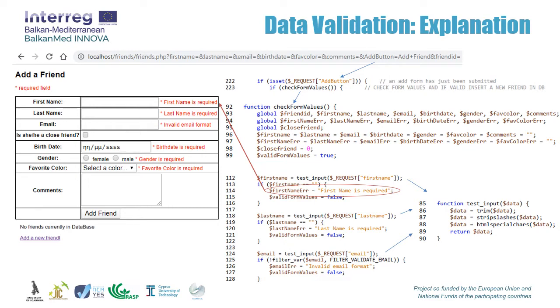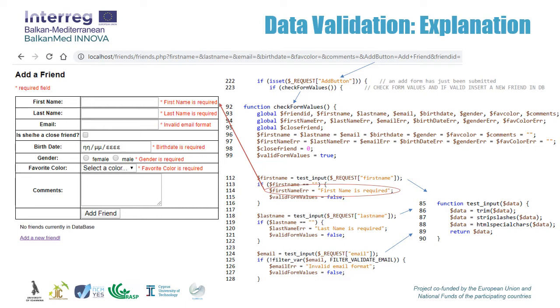It will turn to false if there is any invalid data in the form. In line 112, the test input function is called for the string that is written inside form element first name. In lines 85 to 90 you can see the code of function test input. This is a custom function that does 3 things. Use the trim PHP function to strip unnecessary characters from the user input data, like extra space, tab or new line. Removes backslashes from the user input data, by using the PHP strip slashes function. And finally, passes user input data through PHP HTML special chars function for security reasons. It converts special characters to HTML entities.